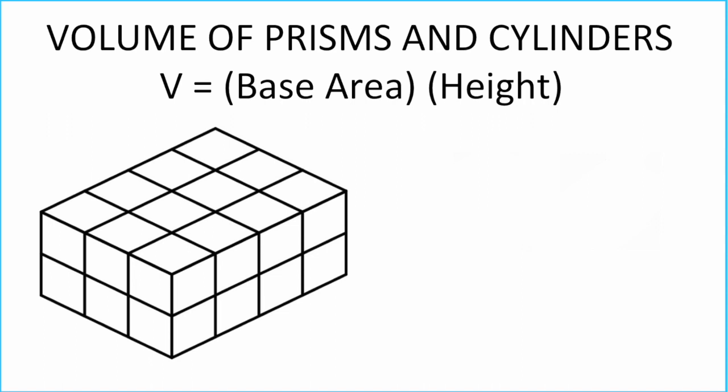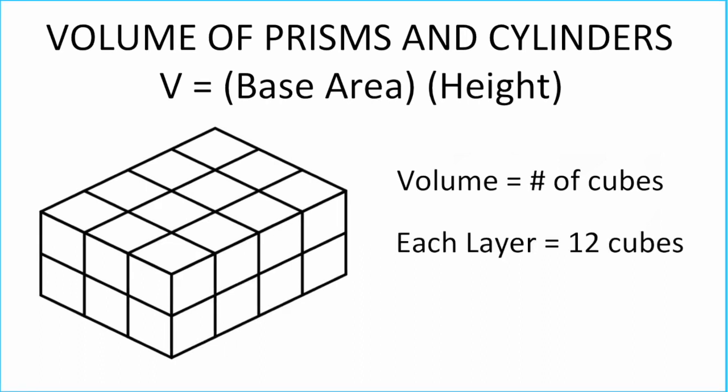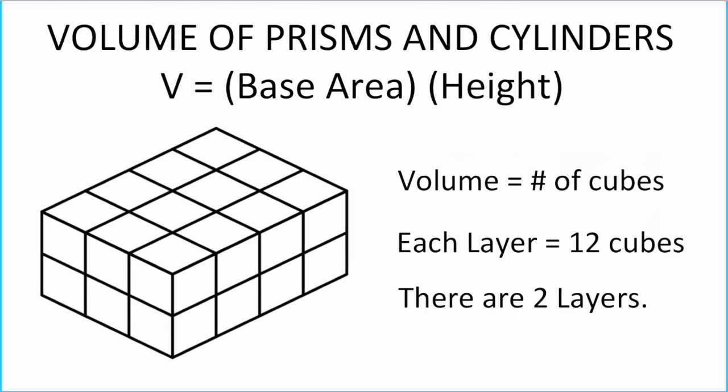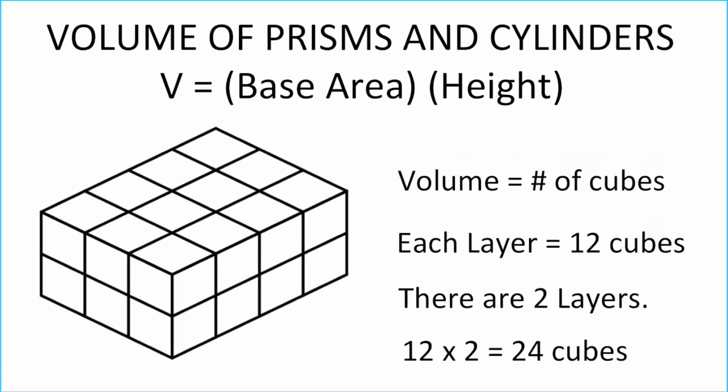So here's a rectangular prism. And you have to realize that volume in this shape is the number of cubes. So if we look at this shape, notice if you think of it as having layers, a top layer and a bottom layer, each layer has 12 cubes. There are 2 layers. And so to find the total amount of cubes, you can go 12 times 2 and get 24 cubes. So the 12 is the base area and the height is 2.